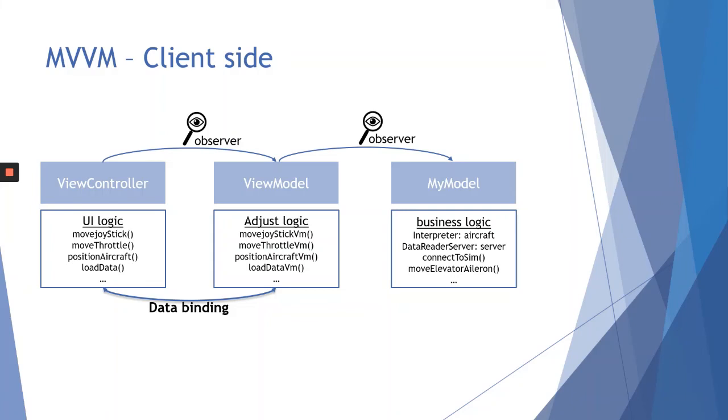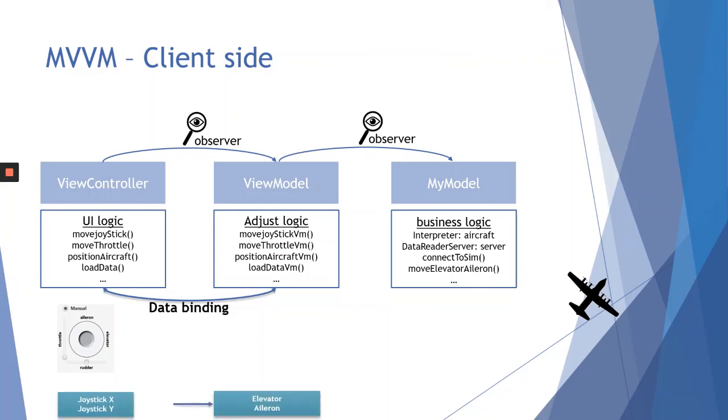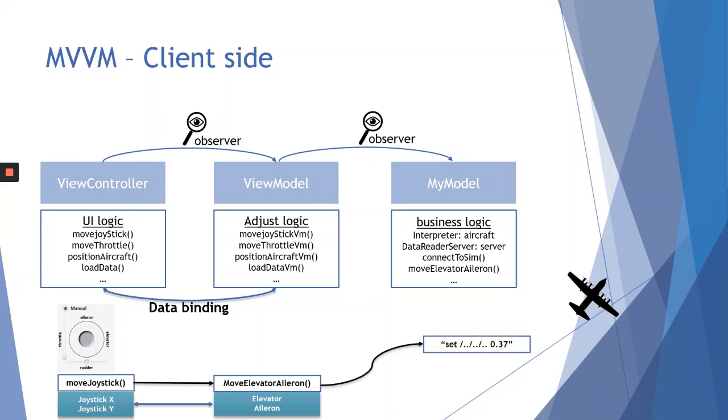To be more clear about the data binding, let's watch an example. This is our joystick and our aircraft on the Flight Gear simulator. The joystick got its X and Y values on the graphical user interface grid. Those values have binding to the view model elevator and aileron values. When I move the joystick, it invokes the move elevator and aileron function at the view model. The view model adjusts these values and invokes the similar function at the model to send the new values to the simulator. That mechanism helps us to move the aircraft controls via the user interface joystick.